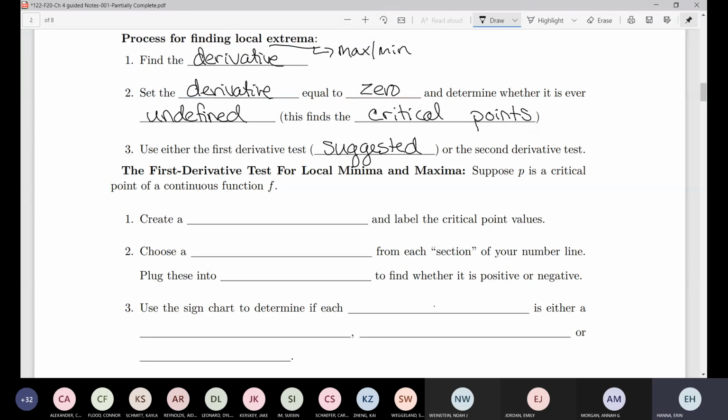So the first derivative test for finding local mins and maxes. Suppose P is a critical point. Essentially the first two steps up here you will always do no matter which test you're using. But anyway, say we have our critical points P. What we're going to do is create a number line. A lot of this might sound really weird, and when we do the example, hopefully it'll be like, oh, that's what she meant. We're going to create a number line and label the critical point values on it.